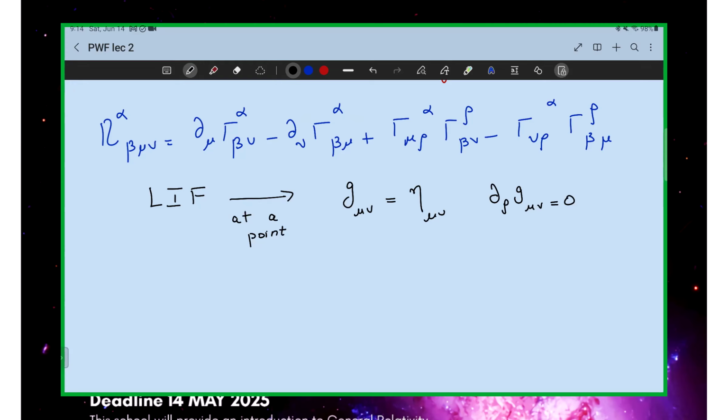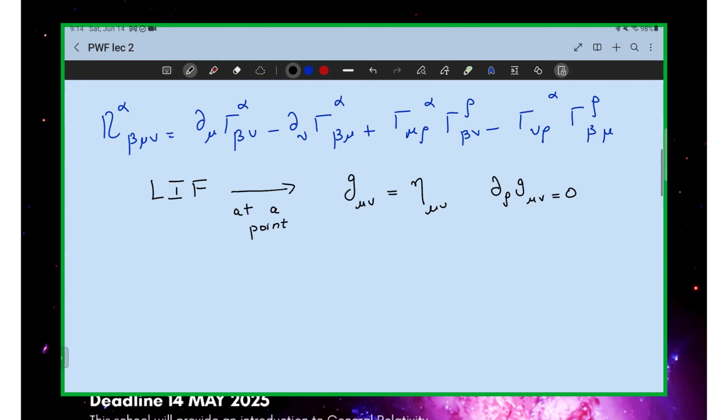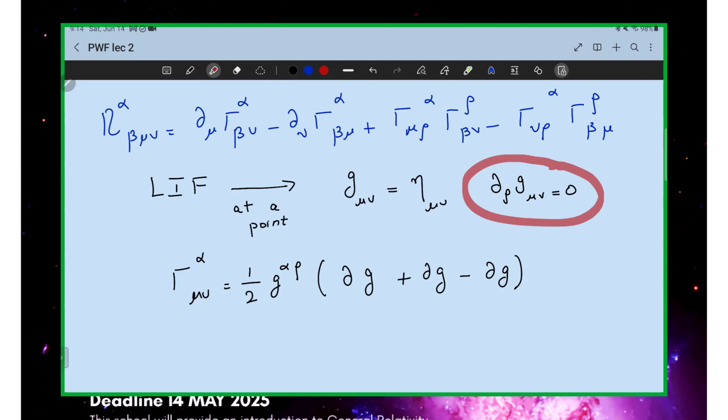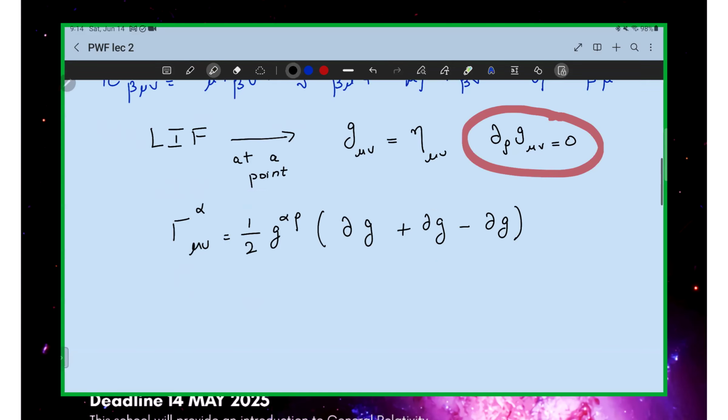Now, if you try to recall the expression of Christoffel symbols, it's given something like this. The only thing that matters here is that it has first derivatives of the metric. I'm not going to write down the indices. If it depends only on the first derivatives of the metric, in a local inertial frame these derivatives vanish, which means that the Christoffel symbols vanish as well.